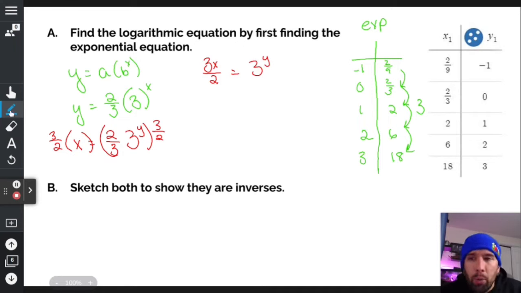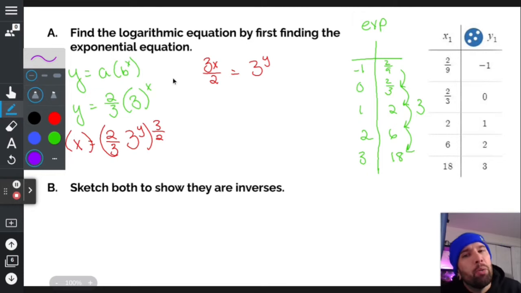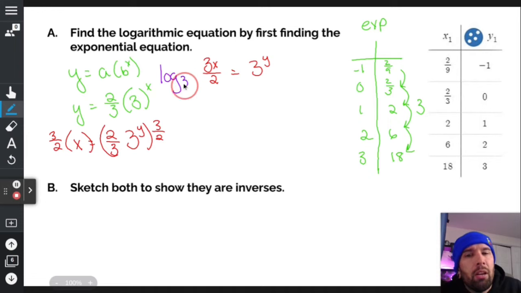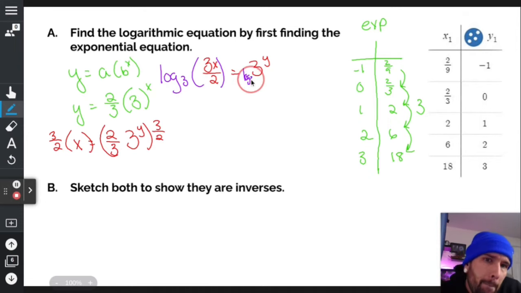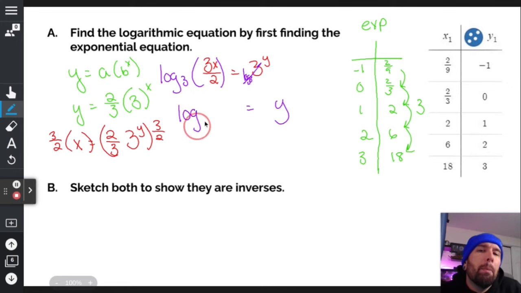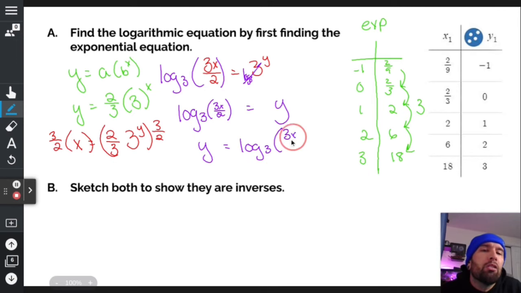Taking the log base 3 of both sides looks like this. And why I'm going to do that is so these guys cancel out and just the y drops down. So now I have the log base 3 of 1.5x or 3x over 2 or however you want to view it equals y. Me flipping that and making that its proper form is going to be y equals log base 3 of 3x over 2. Wow. That is not pleasant at all. Now, the problem is, I'm not allowed to have negatives, so I'm not sure why this worked out the way it did, but it worked out the way it did.